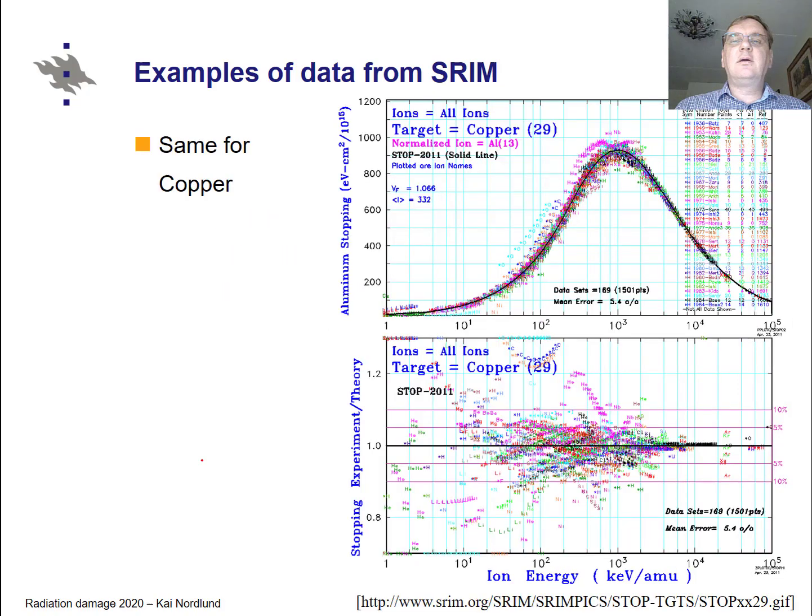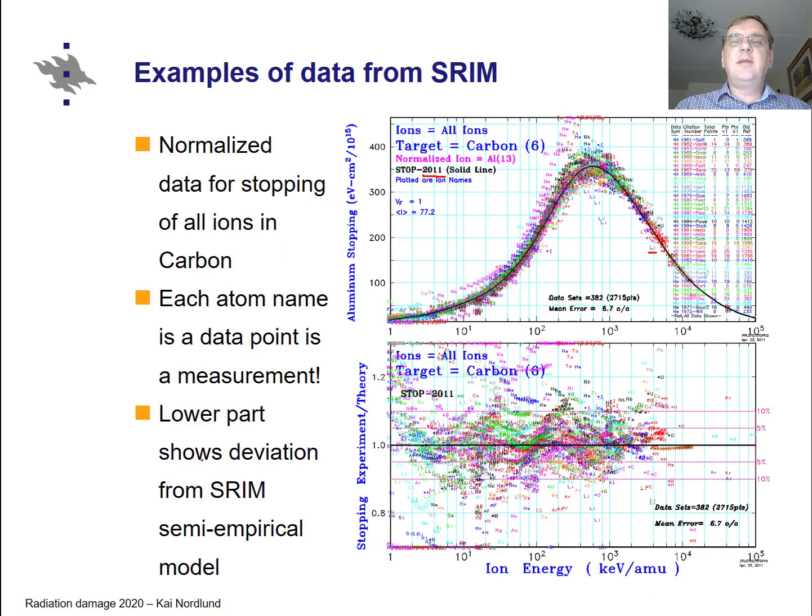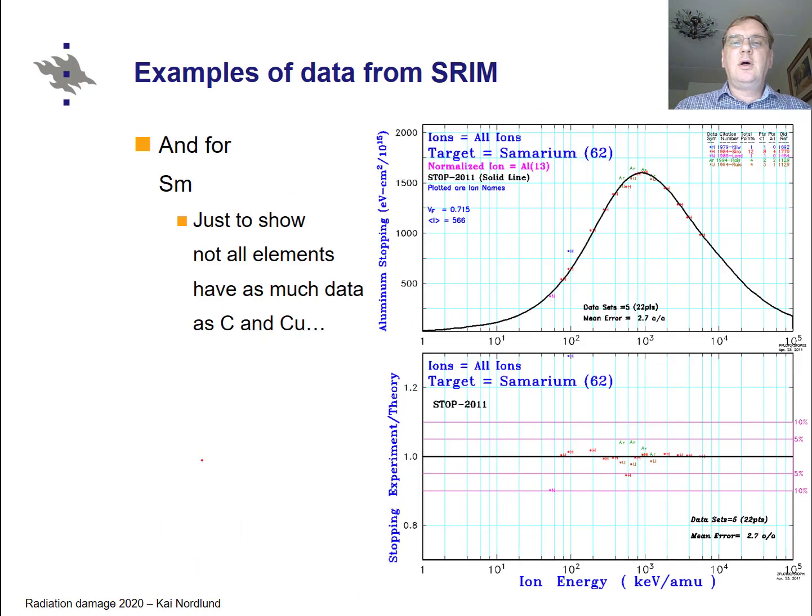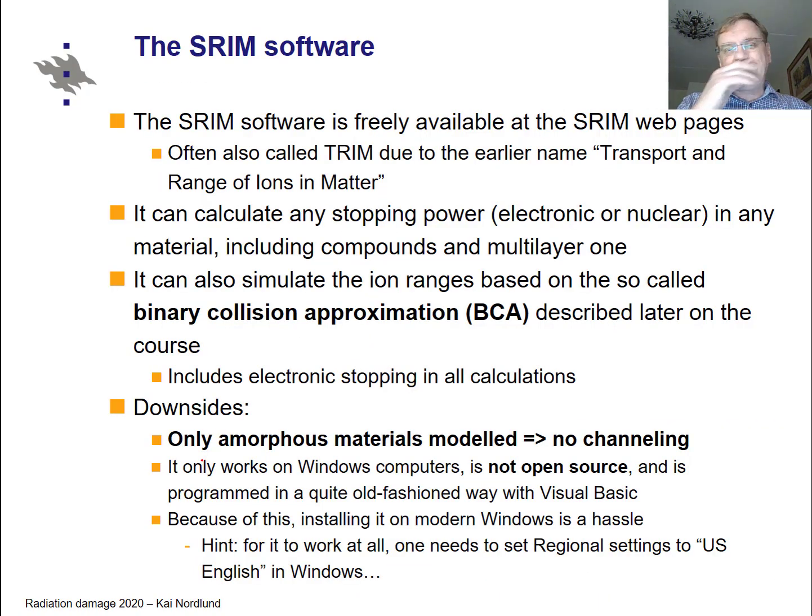So this was the importance of the SRIM website as a source of stopping powers. But SRIM is also a software, and as I said, it's nowadays called SRIM, but originally it was called TRIM, and this name TRIM lives on in some branches of the software, which were then independently developed by others. So what does SRIM do?